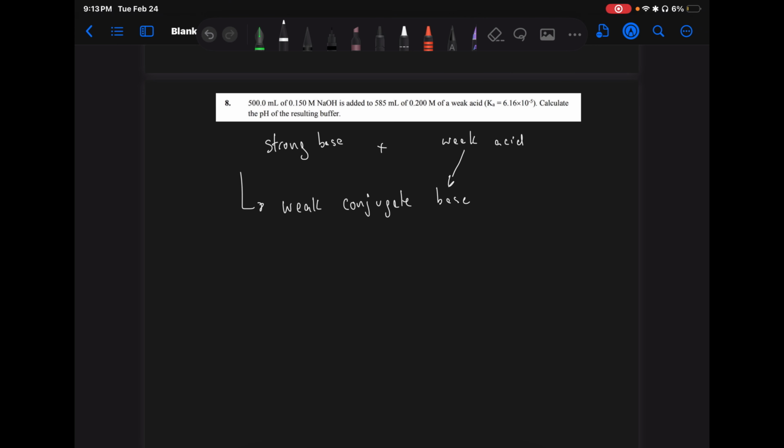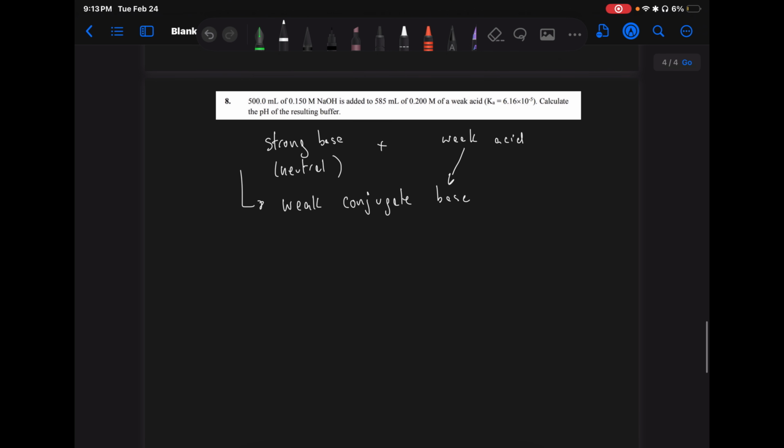This comes from the weak acid. The strong base is just neutral in solution after mixing, so it doesn't really do anything. Again, disclaimer, I'm just explaining things how I understand it. Maybe I might be wrong, but this is just how I learned, and I might learn how to do it properly later. So that's just what I know for now.